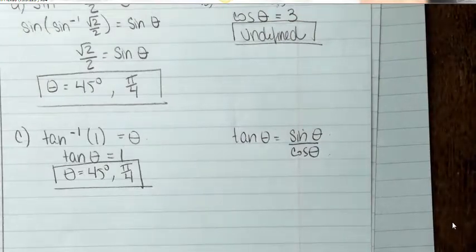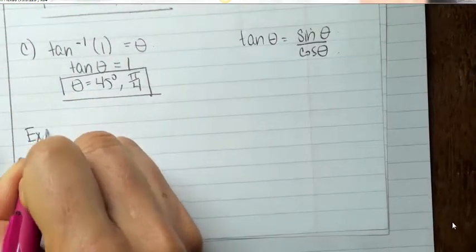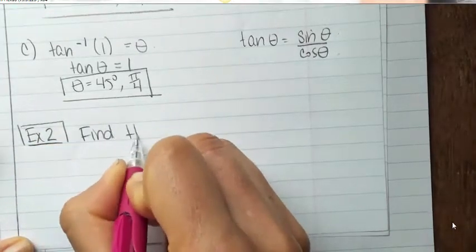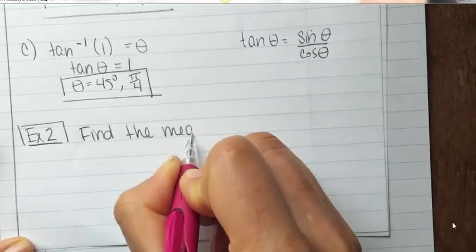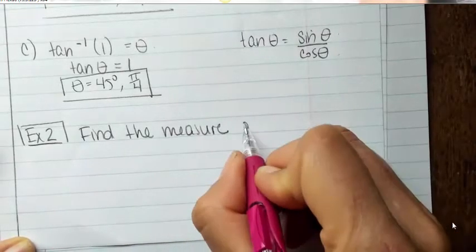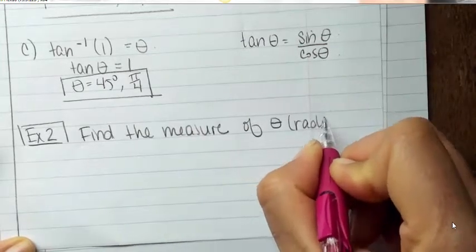All right, let's do another example. We're going to find the measure of theta, both radians and degrees.